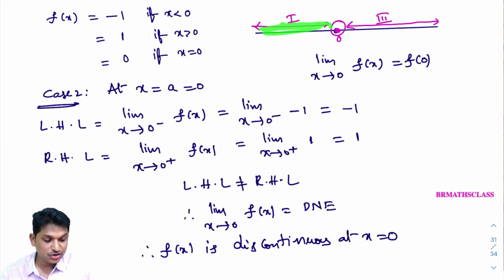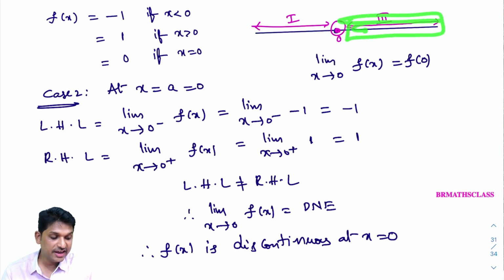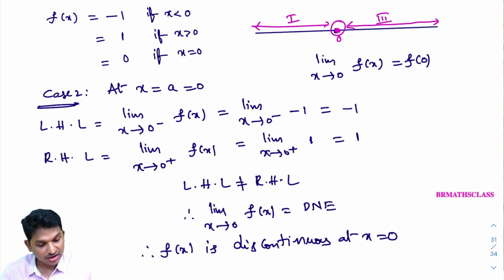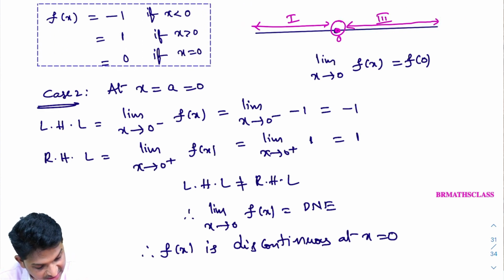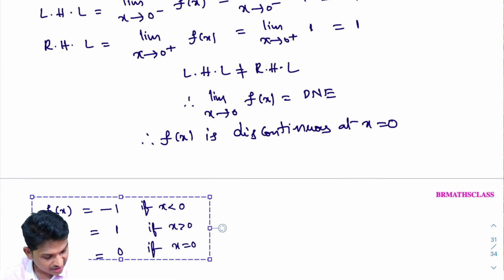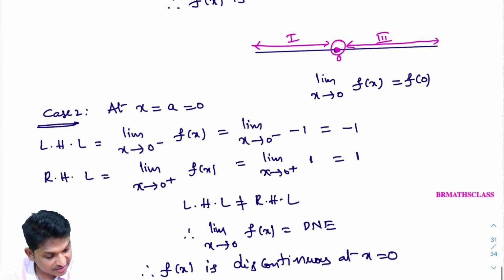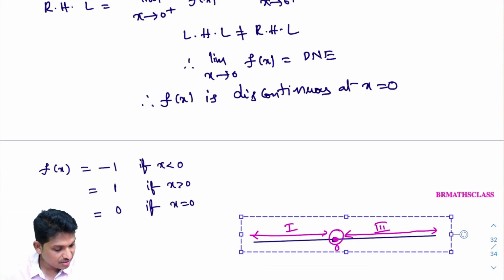I checked the continuity in this zone. There is no point of discontinuity. I checked the continuity at this point and I came to know that it is discontinuous. So in this case, no point of discontinuity. At this point, discontinuity is there. It is discontinuous at x equal to 0. Now I need to check in this zone whether any point of discontinuity is there or not. For that I need this function. We will carry forward this one. I need this function and we will take this also along with us.